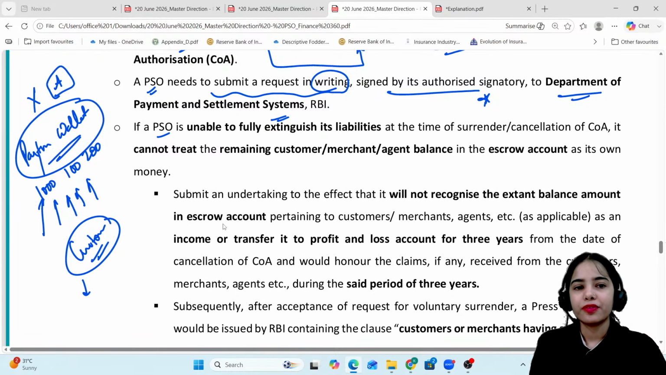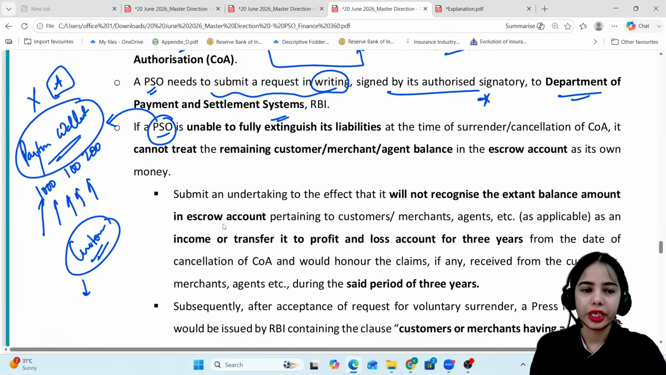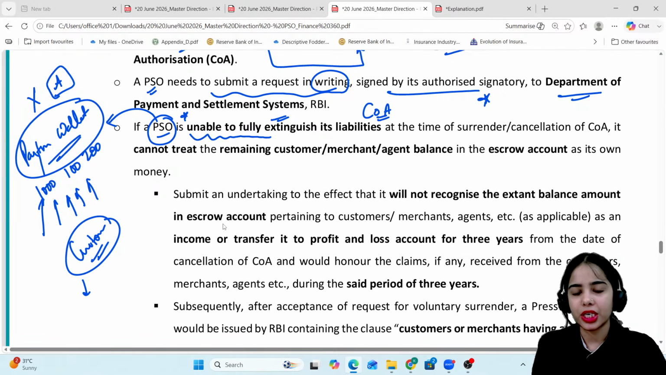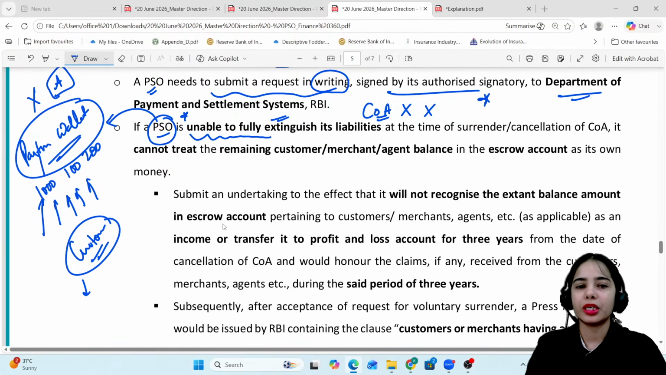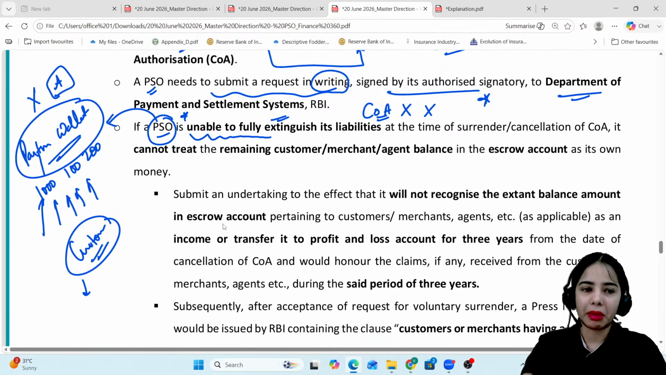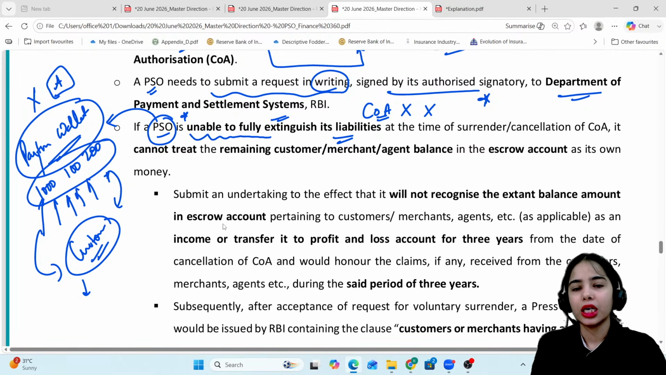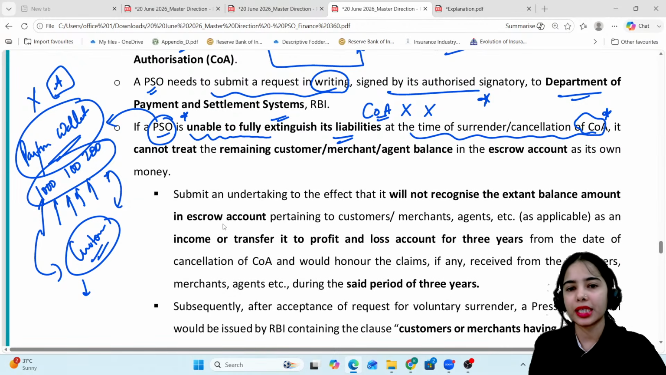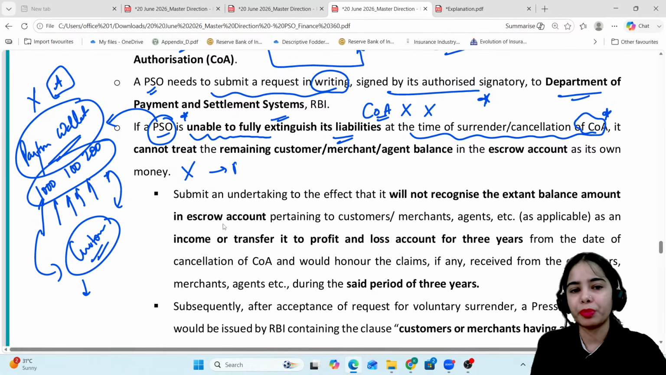So what happens if the PSO, the payment system operator, like the Paytm company that was running the Paytm wallet, is unable to fully give away the money to the customers, or to fully extinguish its liabilities, when its certificate of authorization has been cancelled or revoked? That is the money that it has taken from the customers, that it has the obligation to return. So at the time of surrender or cancellation of certificate of authorization, if the PSO is unable to fully extinguish its liability, this money cannot be treated as the money of the PSO, because this is the money of the customers, or the money of the merchants.